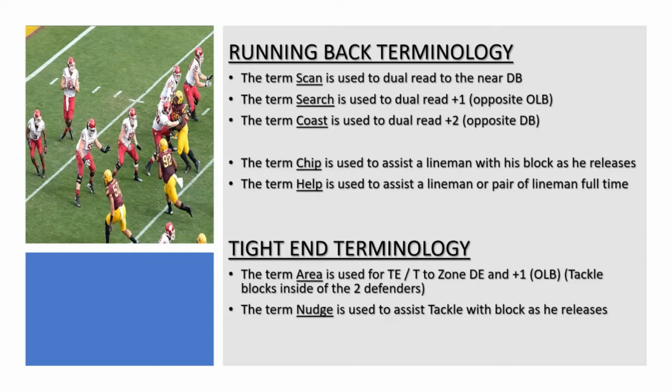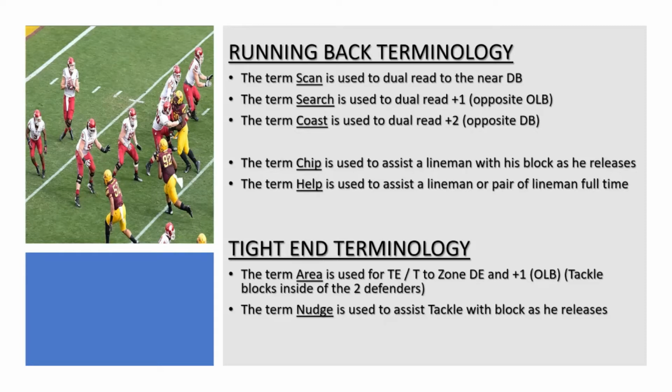If it was an over structure and we had a 9 technique and the SAM backer was inside or outside, doesn't matter. But if let's say the SAM backer's inside, then the tight end would set on the defensive end. The tackle would set to the SAM. If the SAM dropped, then he would give late help to the tight end. So that area scheme is just a matchup zone between the tackle and the tight end to zone the defensive end in plus 1.